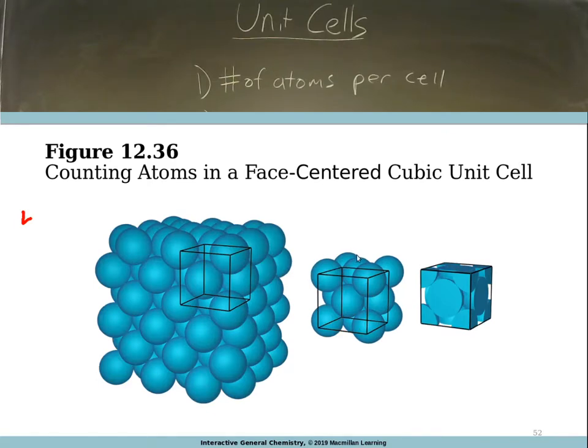And now we have the face-centered cubic. And the face-centered cubic is a little bit easier than the body-centered cubic. Let's count how many atoms are in this unit cell. So we'll start with 8 times 1/8 for the corners, plus we've got half of an atom in each face, and there are 6 faces to a cube, so we'll say 6 times 1/2. That's going to equal a total of 4 atoms.